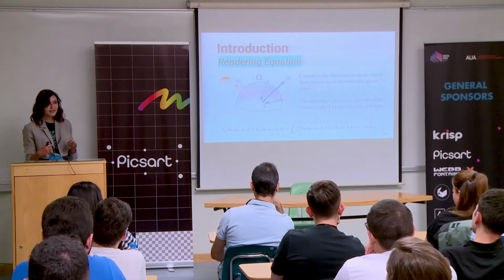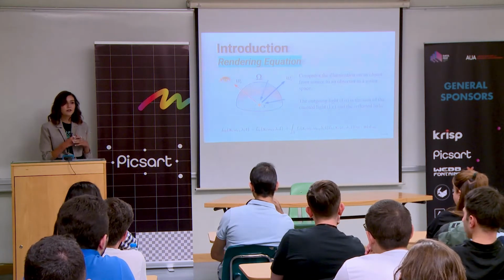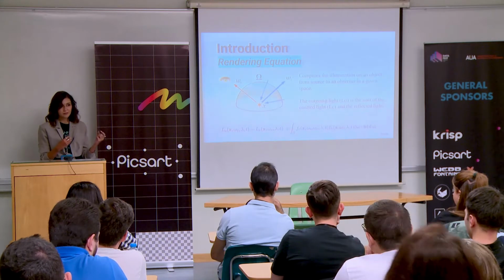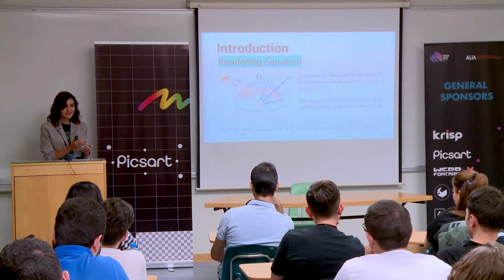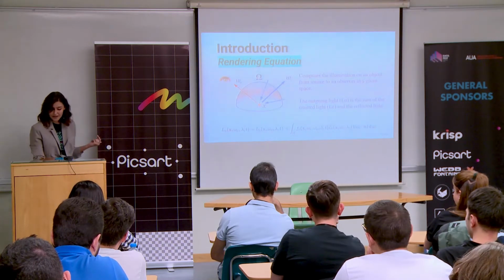LE is the emitted light. Emitted light is really important because if we're trying to render the sun, or a light bulb, it is a combination of the light that it emits itself and the light that is projected upon it. And here we have an integral.